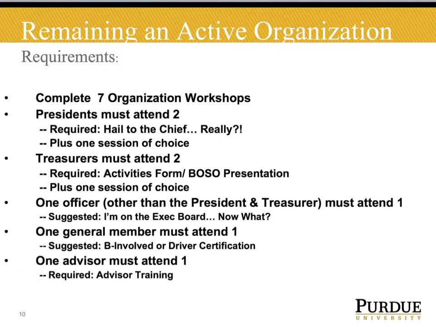The last requirement to be considered an active organization at Purdue is to complete the 7 organization workshop series. The presidents of each student organization must attend 2 workshops. The first one, the President Series. The second one, a workshop of your choice. Then, treasurers must attend 2 as well. One officer, other than the president and treasurer, must attend 1 workshop. Also, 1 general member must attend 1 workshop. Finally, your organization's advisor must attend the advisor training workshop.